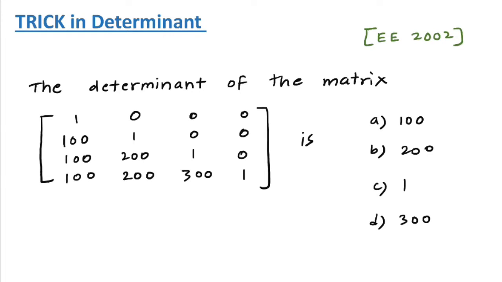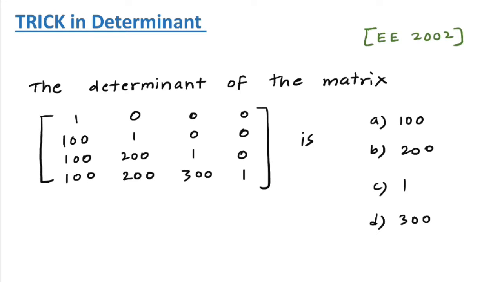This is lesson 1 and we are going to see a trick to find the determinant of a matrix. The question is in front of your screen. The question was asked in Electrical 2002 Gate paper. The determinant of the matrix is equal to what? Option A 100, option B 200, option C 1 or else option D 300. Pause the video and think what is the answer.